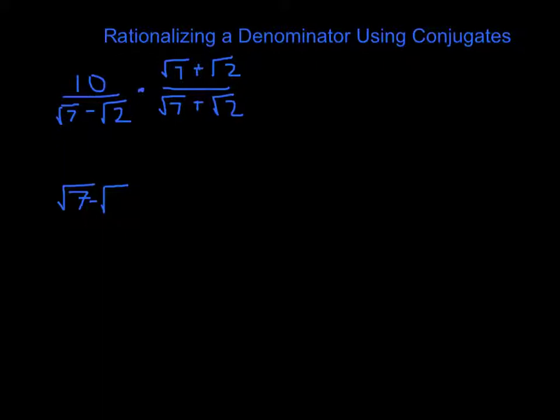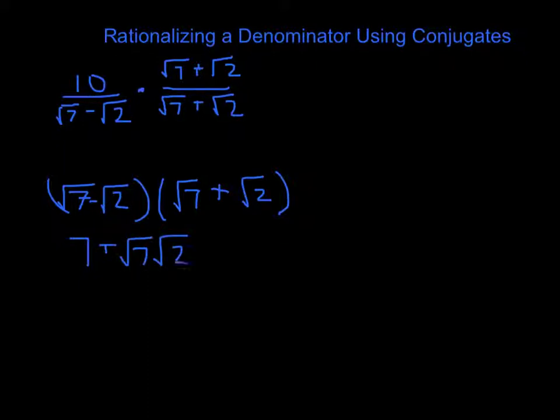So the square root of 7 minus the square root of 2, multiplied times the quantity the square root of 7 plus the square root of 2. If you go through and multiply these, when you multiply your firsts, the square root of 7 times the square root of 7 is 7. Then when you do your outers, it would be the square root of 7 times the square root of 2. Then you do your inners, which is minus the square root of 7 times the square root of 2.